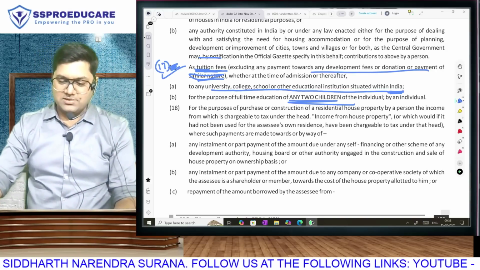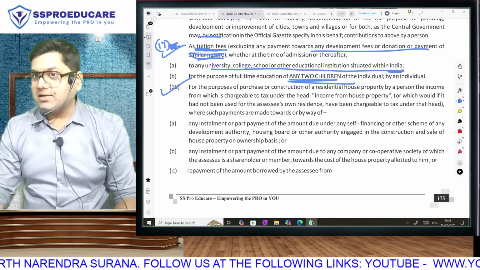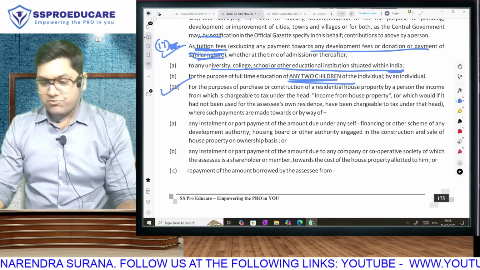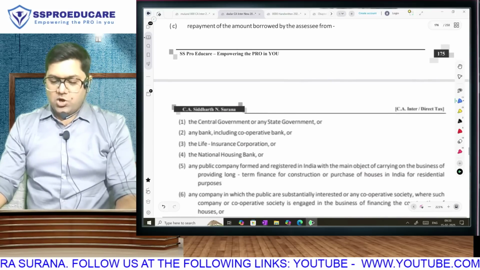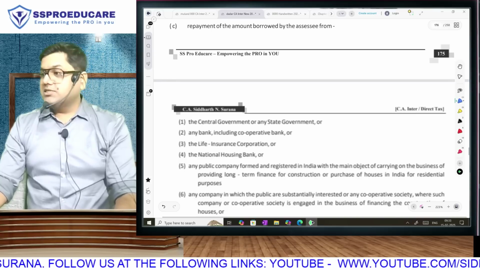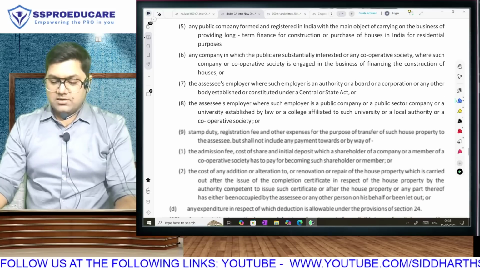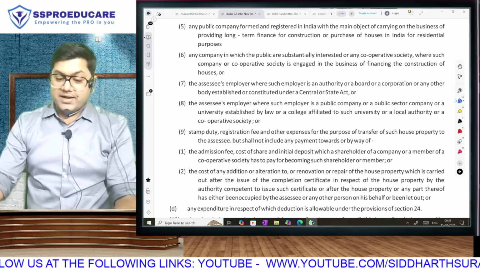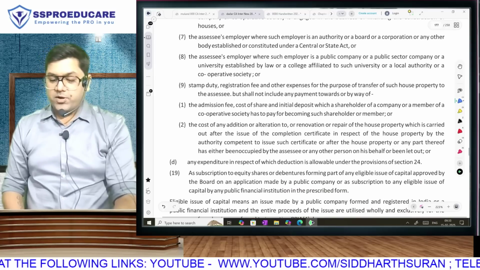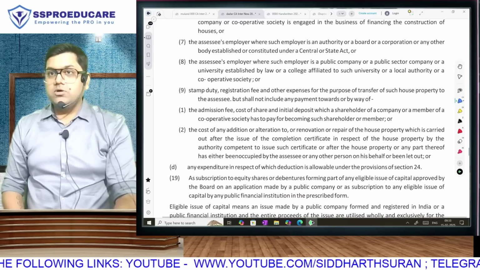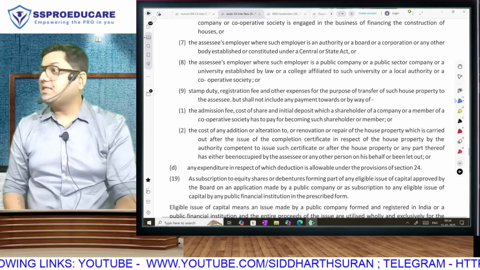Is that clear? Next, point 18. While you have to mark it, you observe the size of point 18. Point 18 has parts A, B, C. Can you observe? On the next page, if you see, C is subdivided into 1, 2, 3, 4, 5, 6, 7, 8, 9. That 9 has further subpoints 1 and 2. And then there is a point D also. Do you understand? A, B, C. C has 9 points. 9 has 2 points. And then there is D also.